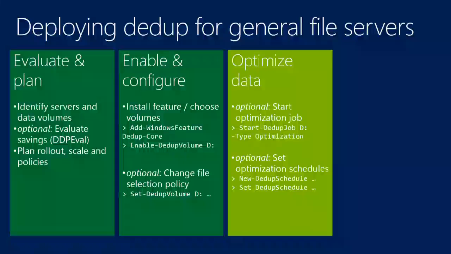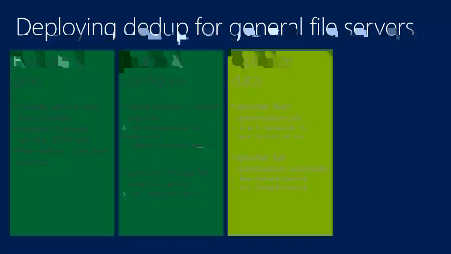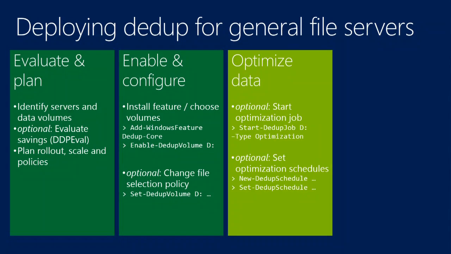Finally, you can optionally initiate the deduplication optimization job right away. If you leave the default policy of 3 days and you don't start it manually, it means that the scheduled job will run, and the first day after you've turned it on, it won't find anything. Well, actually it will if you have old data, but it will run in the background.